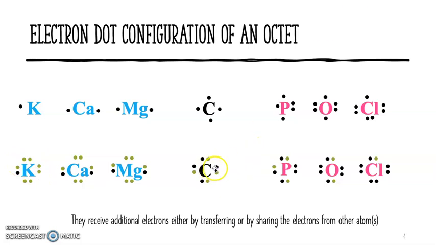Likewise, carbon has 4 valence electrons. It needs to share or transfer with another atom that has 4 valence electrons. For oxygen, it has 6 valence electrons, so it needs 2 more valence electrons to complete the octet. And for chlorine, it has 7 valence electrons, so it needs 1 more valence electron to complete the octet. So they receive additional electrons either by transferring or by sharing electrons from other atoms.